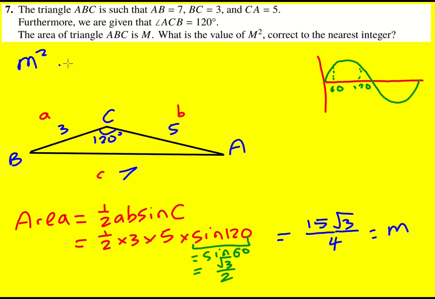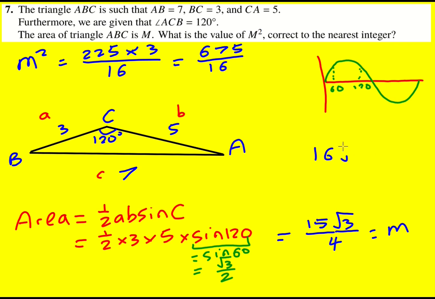Therefore, M squared is going to be 15 squared, which is 225, times root 3 squared, which is 3, divided by 4 squared, 16. And that gives me 675 over 16. I'll do a little division. You could keep halving it, but you'd have to halve it 4 times, so probably best to just do a division.